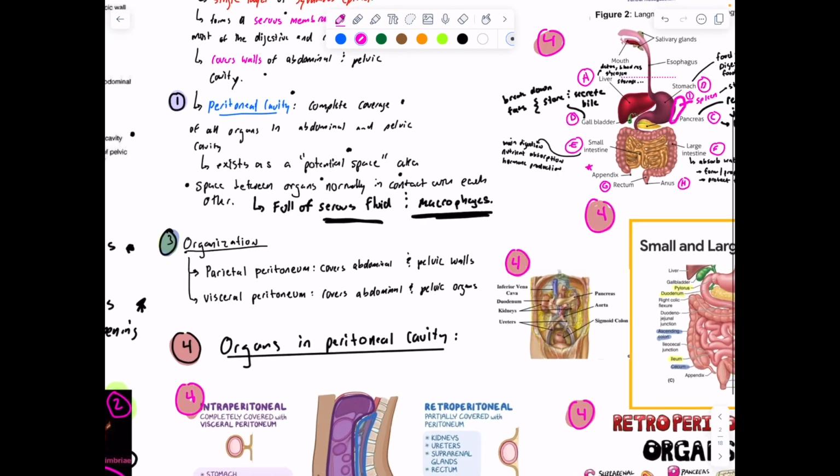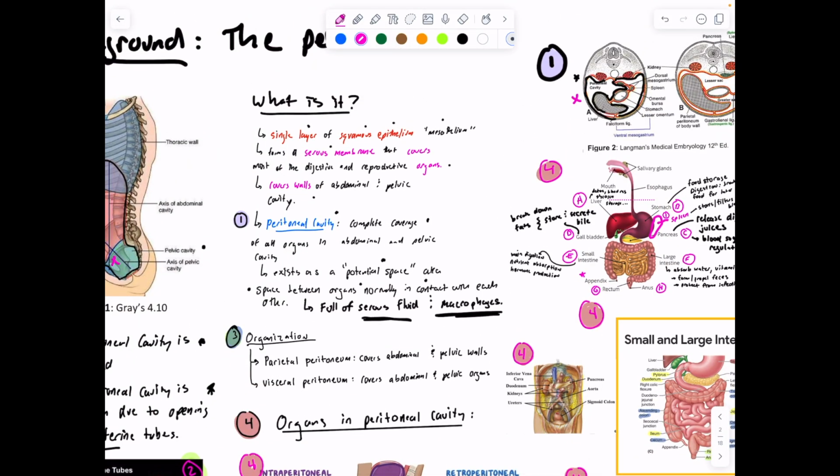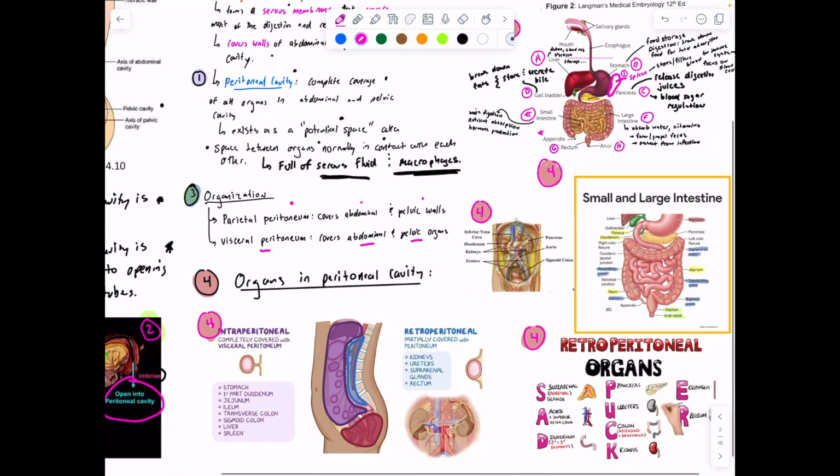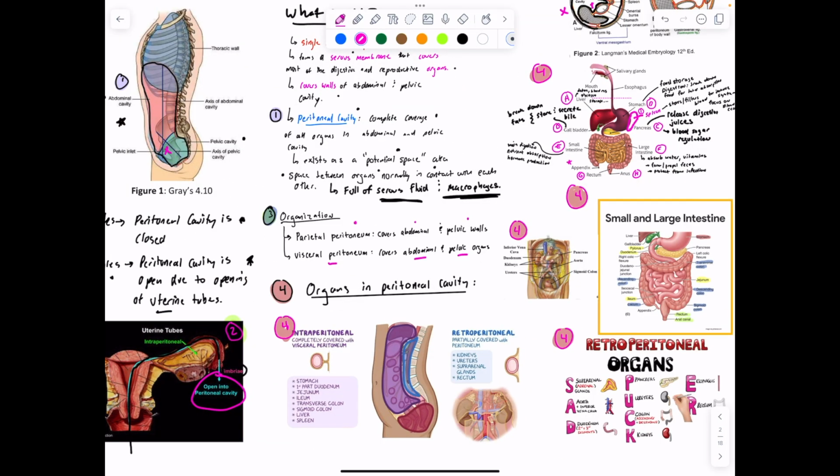All right, and then what's the organization? Well, we already kind of touched on this, which is our parietal and our visceral peritoneum. Our parietal peritoneum covers the abdominal and pelvic walls, and our visceral peritoneum covers the abdominal and pelvic organs. All right, and we haven't touched on this really in lecture, meaning for this particular lab, the focus is not on the organs, but I think it is important to go over them because we're going to be talking about whether they are intraperitoneal, meaning completely covered by the visceral peritoneum, or retroperitoneal, meaning partially covered by the peritoneum, with their backside adjacent to the abdominal wall.